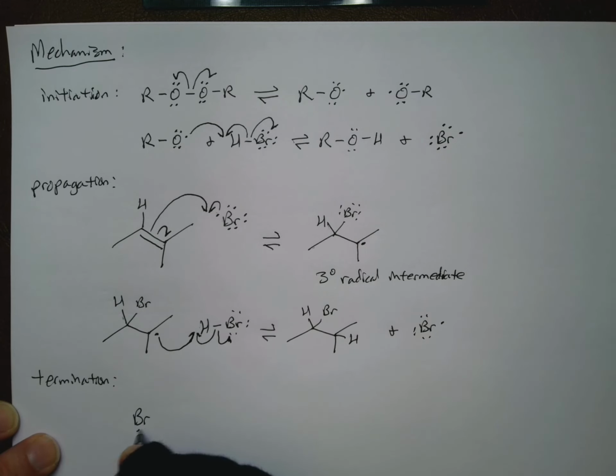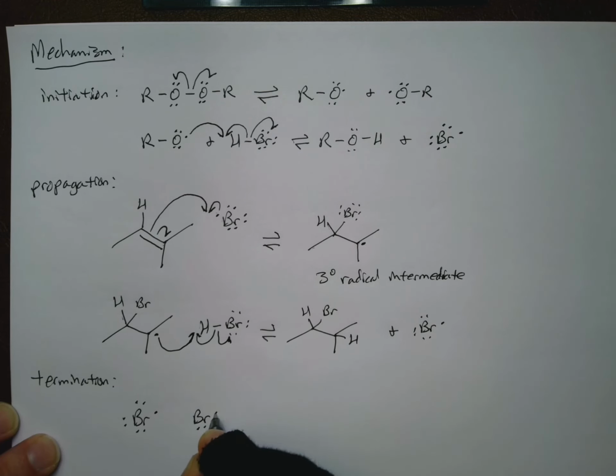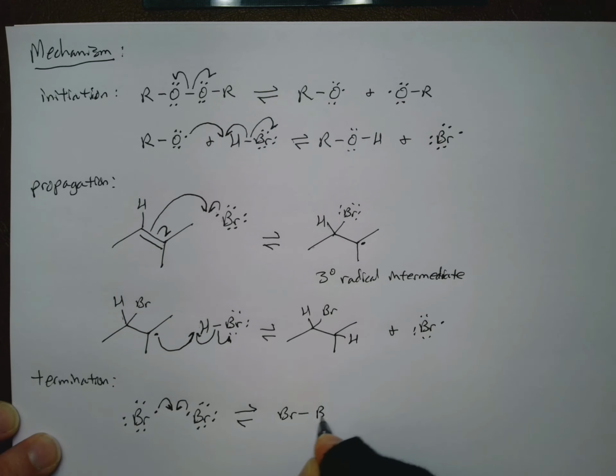which is typically just two bromine radicals that, like that fish hook there, go ahead and react to form Br2.